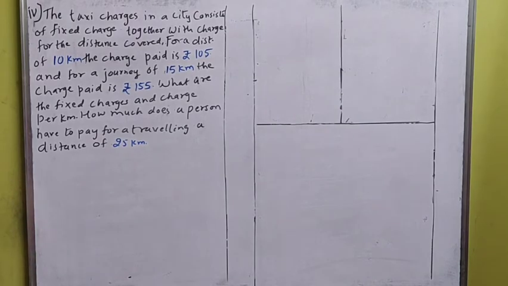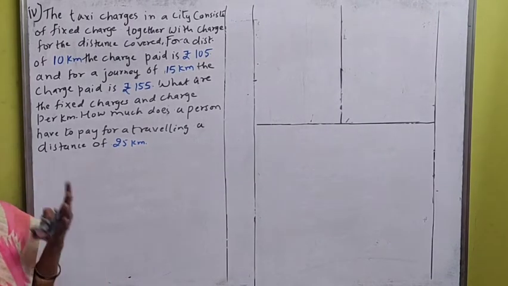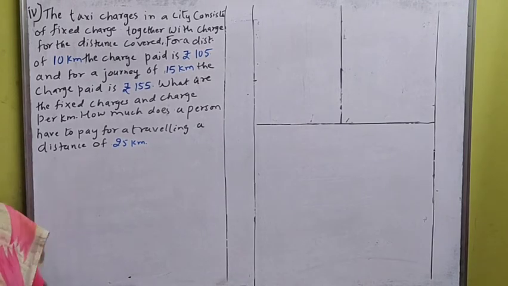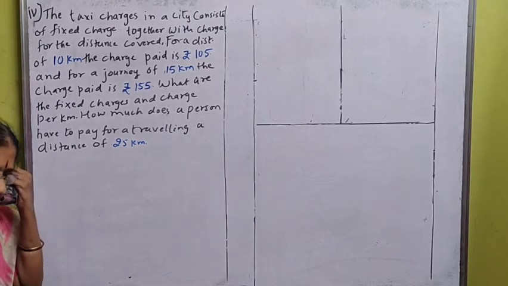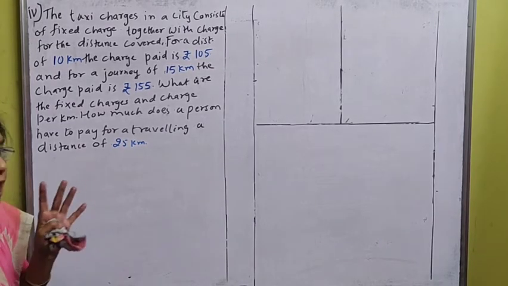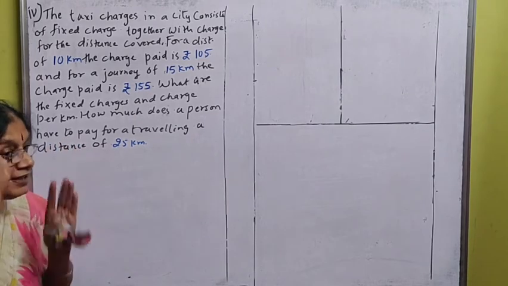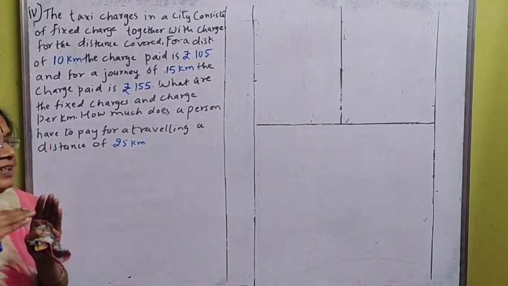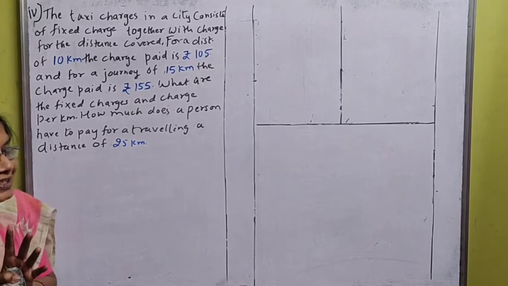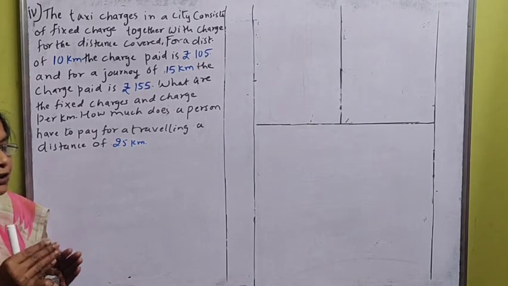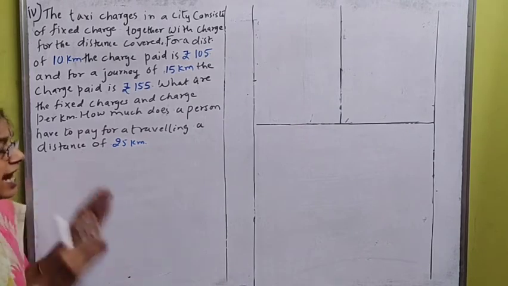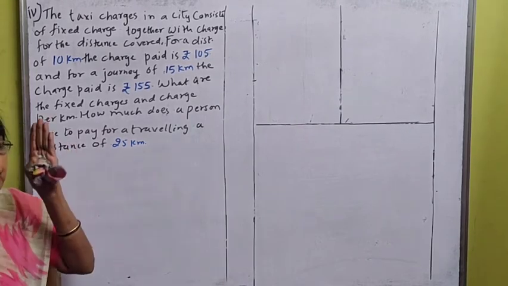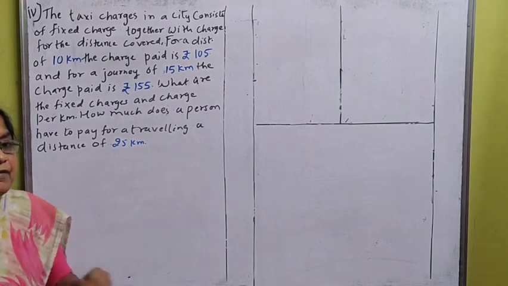In the cities you can see taxis are there. If you want to go anywhere you can hire a taxi and go. So in a taxi what happens? A fixed charge will be there, that however long a distance you go you have to pay the fixed charge, and then you have to pay the distance charge, that is, how much distance you went according to the rate. So fixed charge plus charge per kilometer you have to pay in a taxi whenever you go.